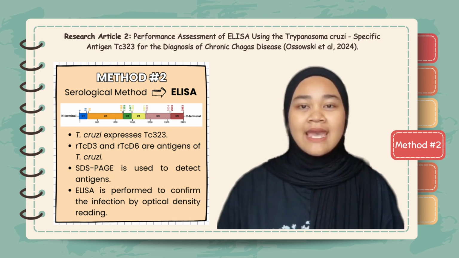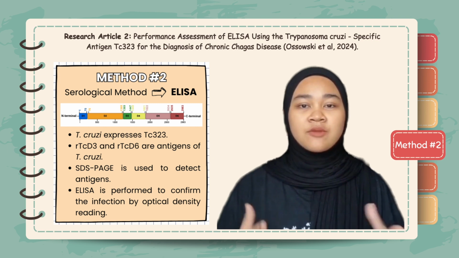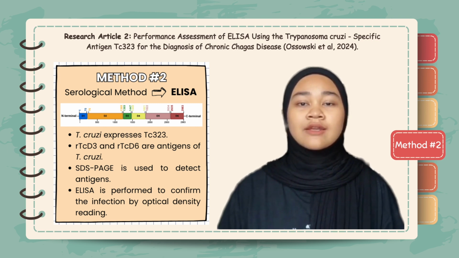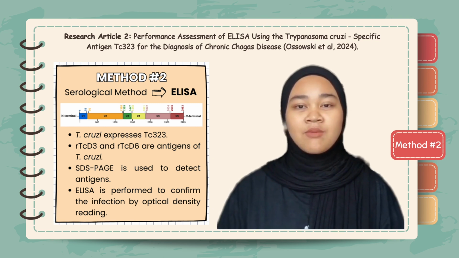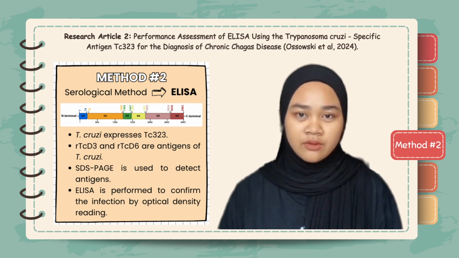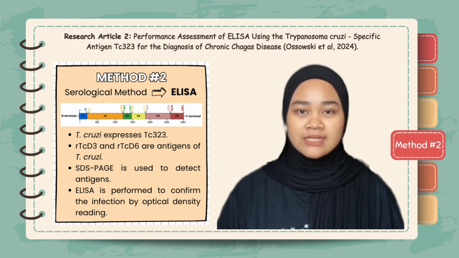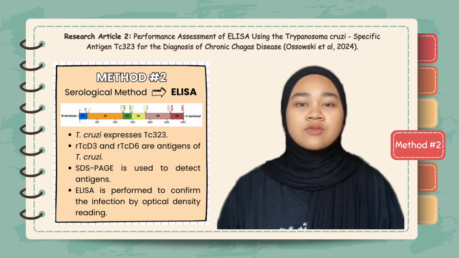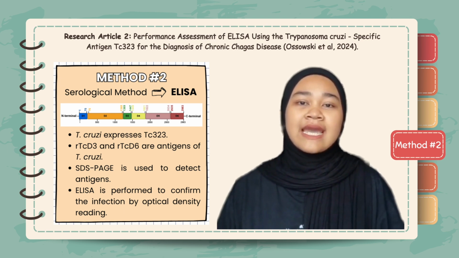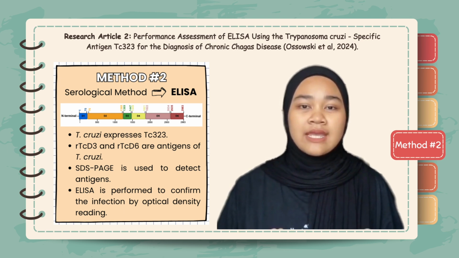The assay is used to analyze and verify the presence of T. cruzi antigens, which are rTcD3 and also rTcD6, in the blood samples of people with chronic Chagas disease. Next, the antigens are used to coat the wells of the ELISA plate, followed by the addition of blood samples to the plate. If the patient is infected with T. cruzi, the blood sample should contain IgG antibodies that bind to the antigens.